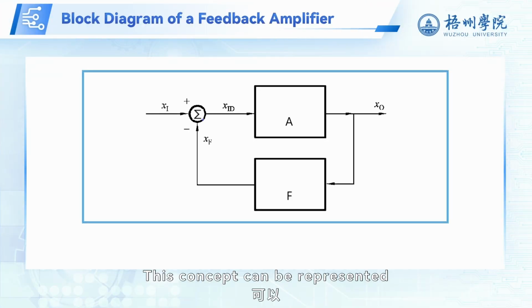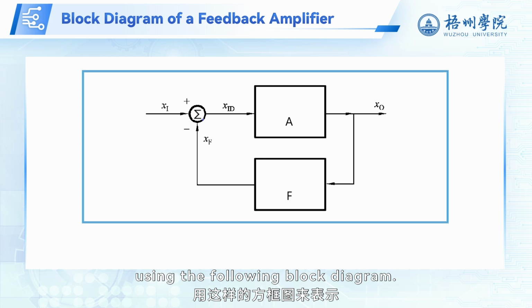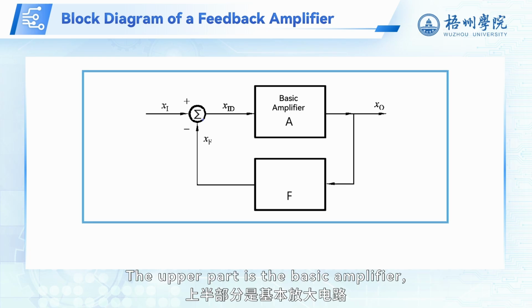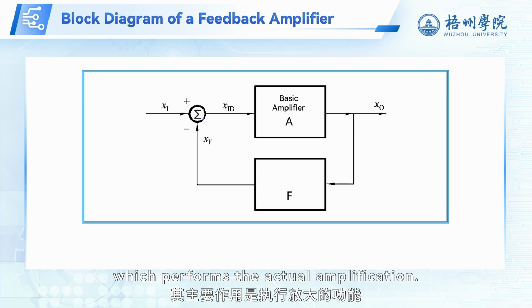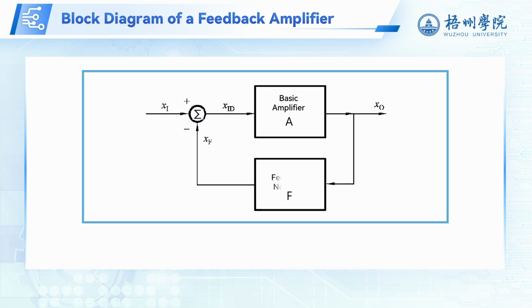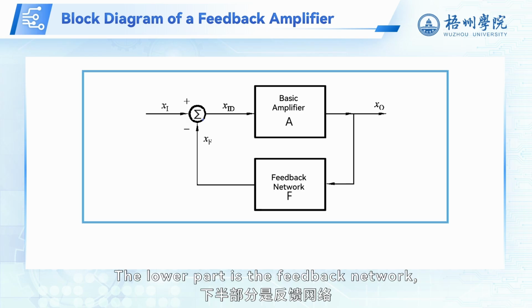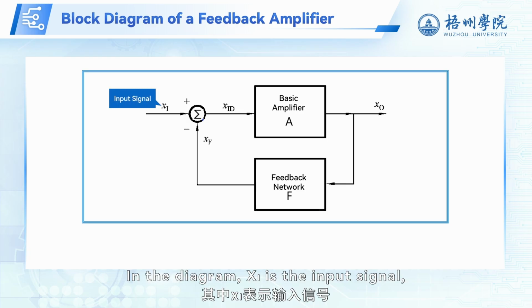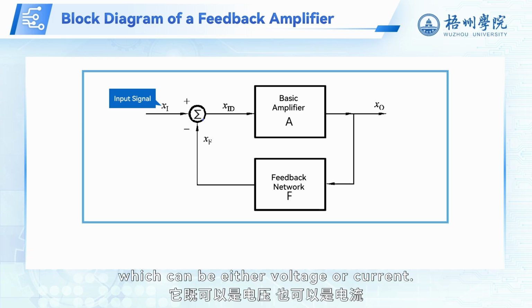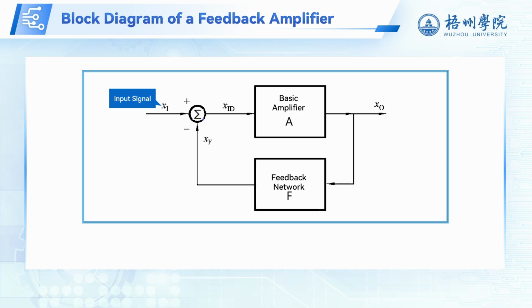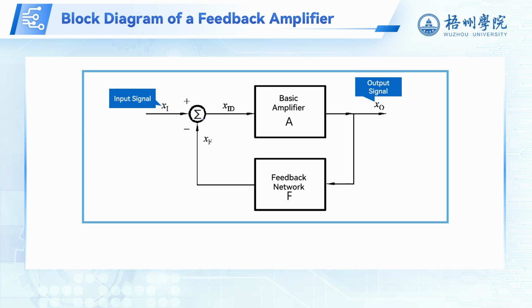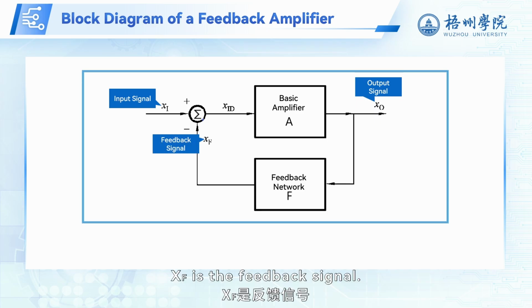This concept can be represented using the following block diagram. Functionally, the block diagram can be divided into two main parts. The upper part is the basic amplifier, which performs the actual amplification. The lower part is the feedback network, which takes part of the output and feeds it back to the input. In the diagram, Xi is the input signal, which can be either voltage or current. XO is the output signal, also either voltage or current. XF is the feedback signal.